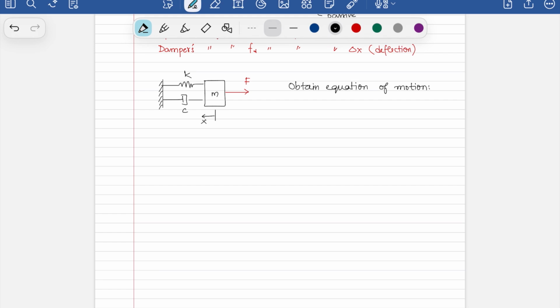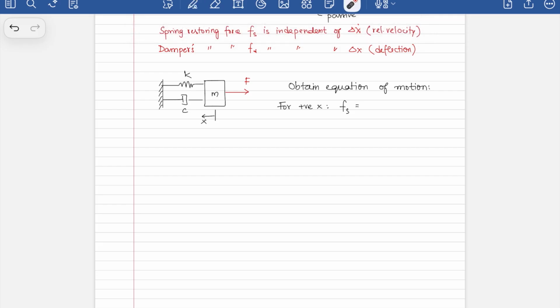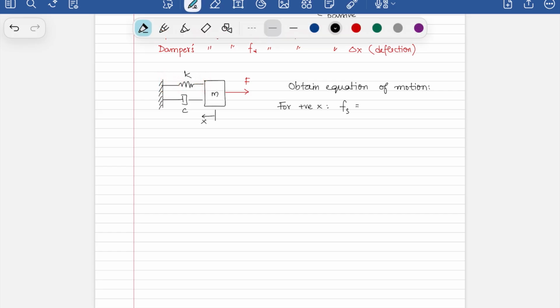First, you define what the forces in the spring and the damper are, and you always do it for positive x. The force in the spring is going to be equal to the net deflection in the spring. This end is constant, this end is moving in by x, which means that the magnitude is going to be kx. And is it going to be in compression or tension?